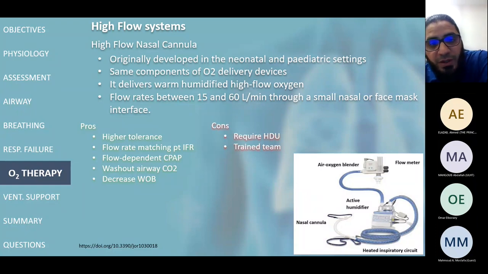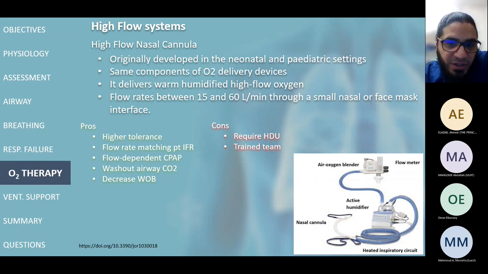With this high flow rate, it can give some sort of pressure splinting the airway, and also can wash any carbon dioxide from that airway. And these two factors can decrease the work of breathing for the patient. But unfortunately, these devices are only available in the high dependency unit and need trained staff to deal with them.